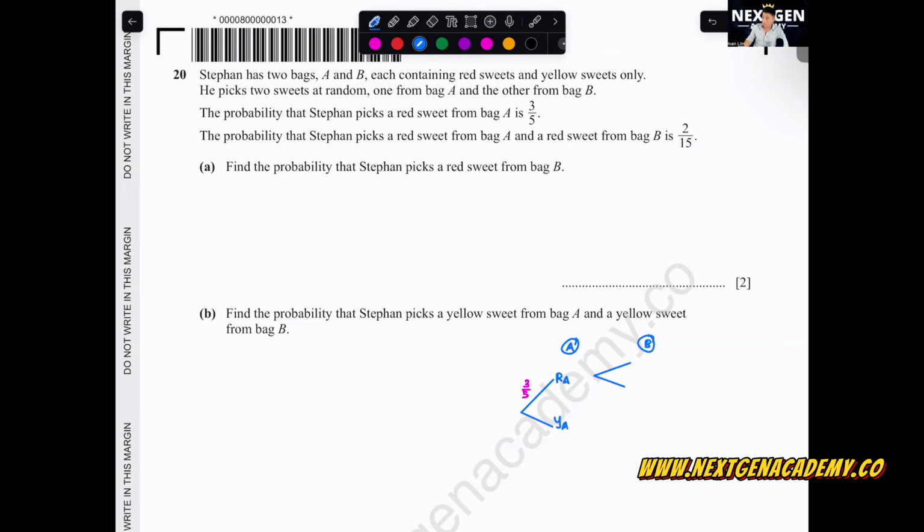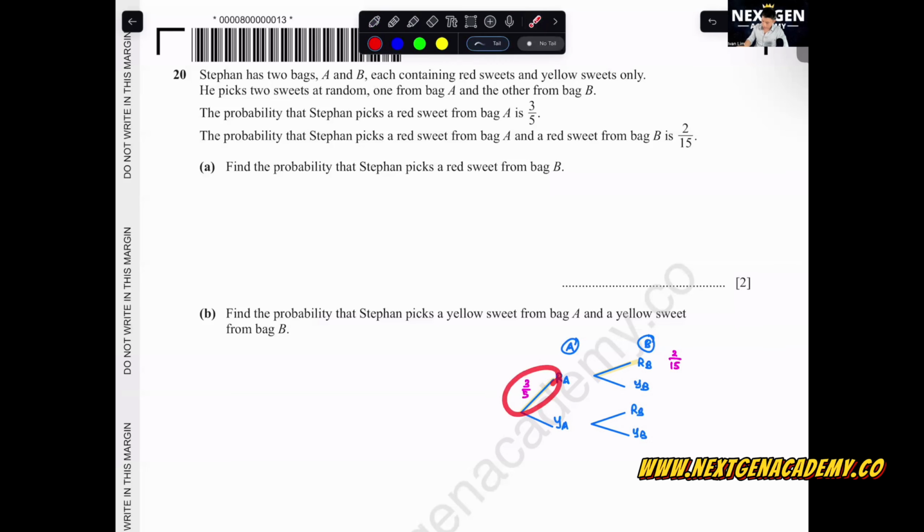For B, you can either get red or yellow. Here also, red or yellow. But find the ones that they want you to find only. What did they say? For this first statement, they only gave us this one, 3 over 5. And if it follows this path here, red and red, we will get 2 over 15. So the probability of red and red will be 2 over 15.